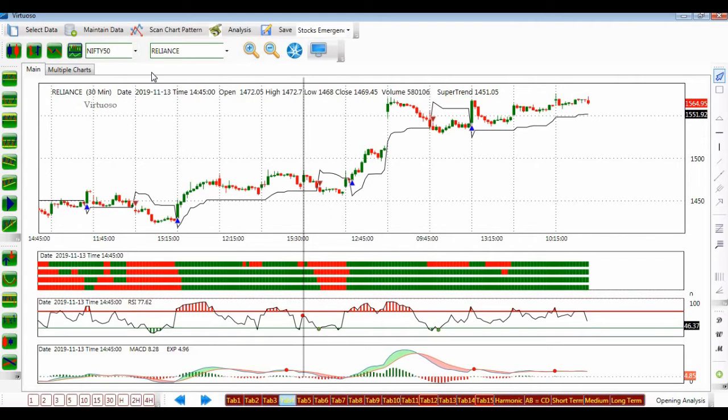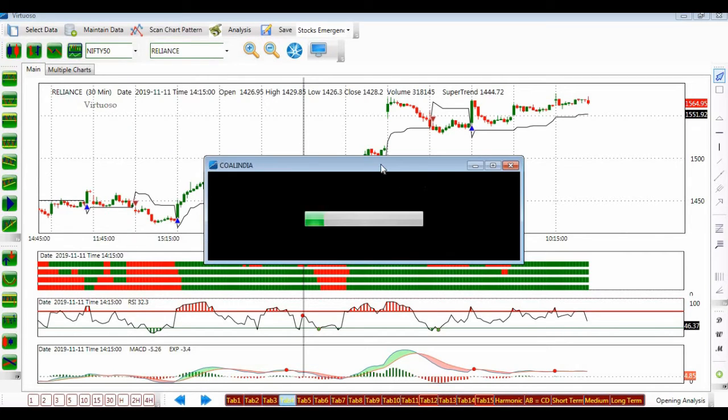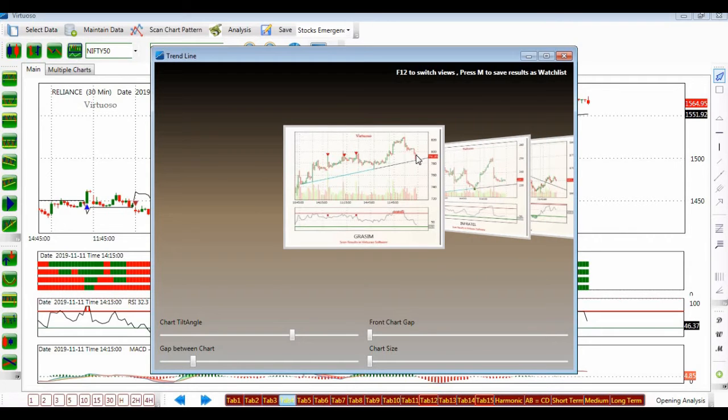For example, Nifty 50 is the watch list which is selected, and if you want to draw a trend line automatically on all the stocks which are coming under any particular trend line pattern, then you just select this watch list and click on trend lines, and you don't have to do any technical analysis manually. This software is automatically going to trace the trend line. For example, Grasim, this is under trend line, so this Grasim could bounce back from here.